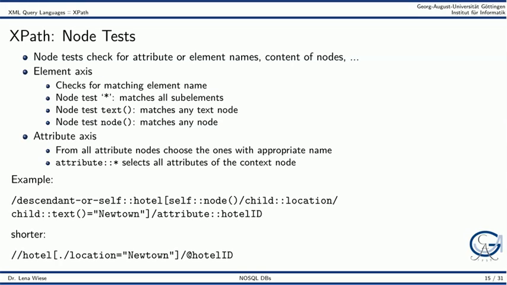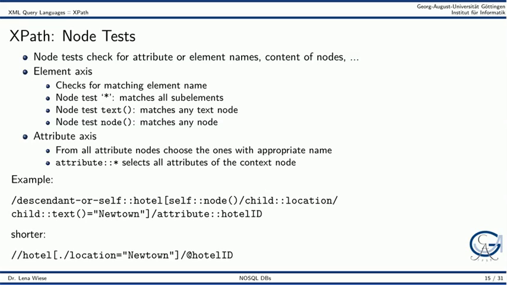We see here an example consisting of several steps. Starting from the root node, we look for an element called hotel. With the predicate, we choose only those hotels that have a location element as a child node that itself has the text Newtown in it.